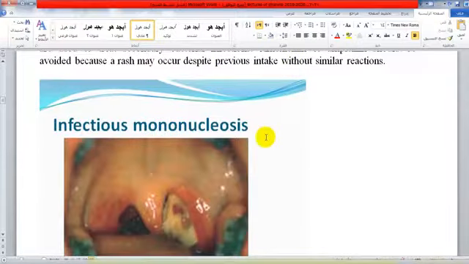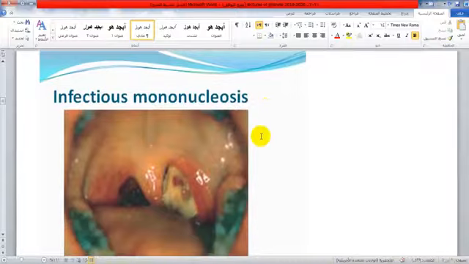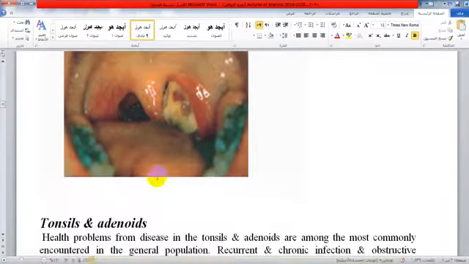See in this picture the infectious mononucleosis, which looks similar to the acute tonsillitis, but there is a membrane on the tonsils, even in rare cases, may be seen also in acute tonsillitis.